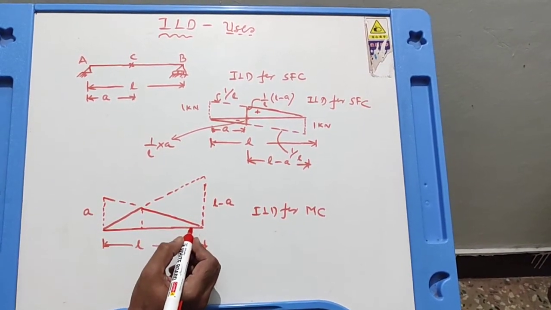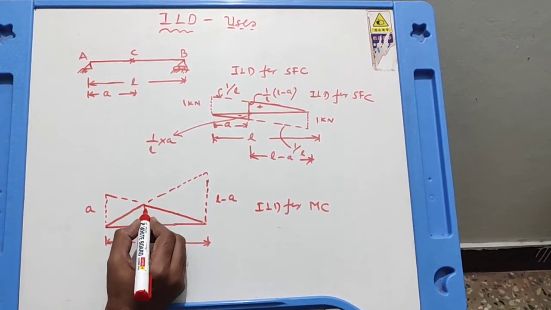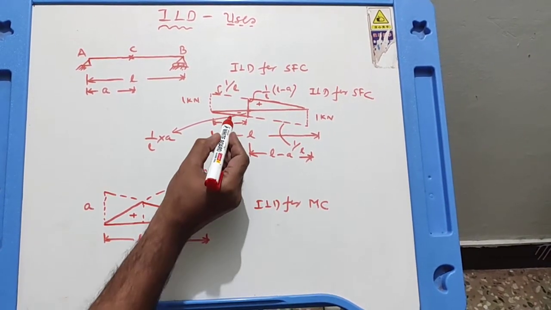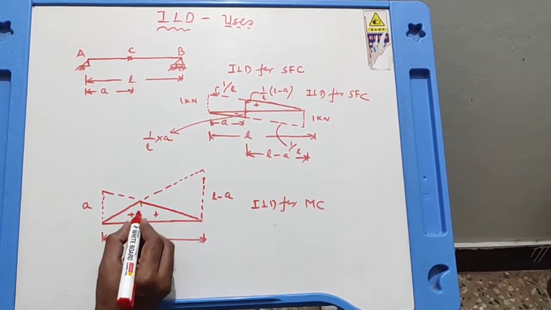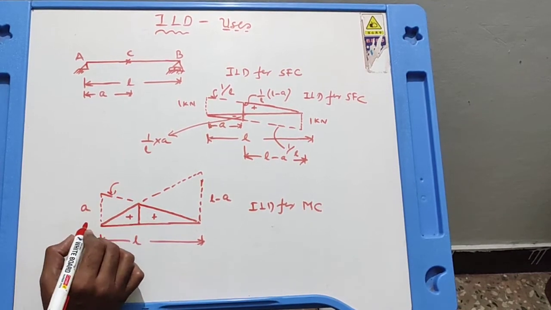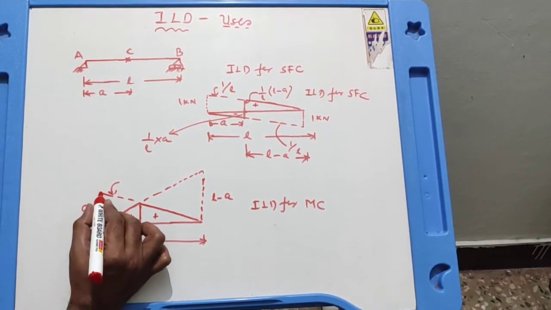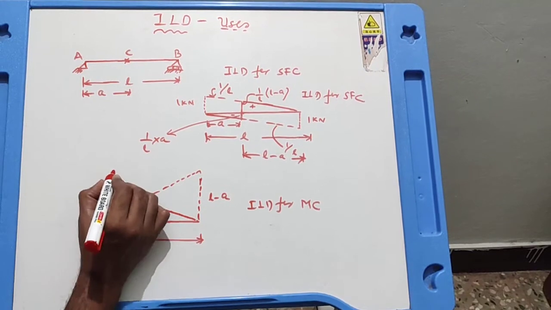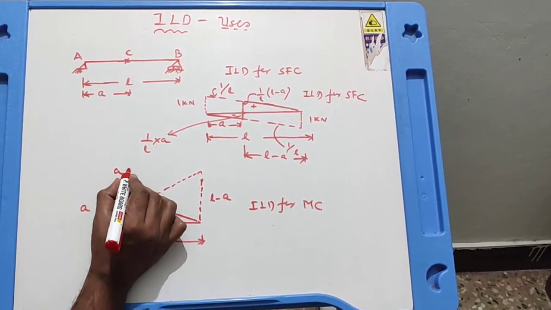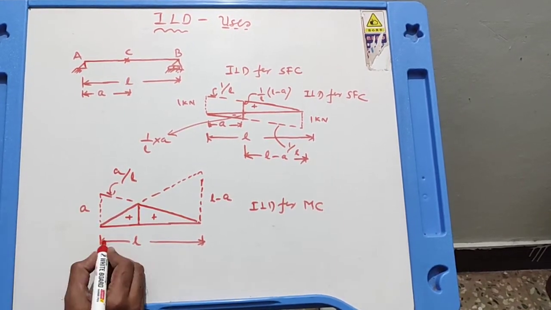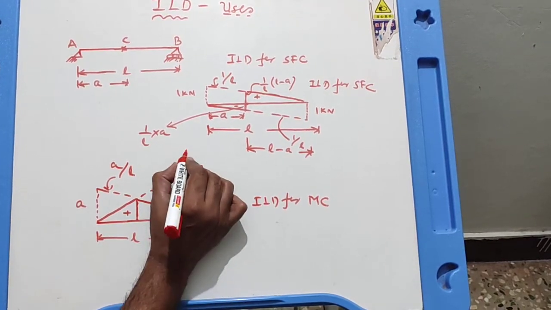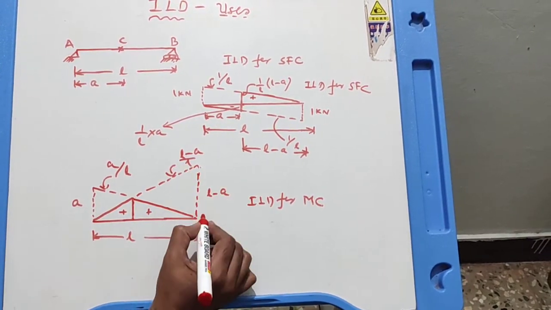We have seen in the previous session how we found the influence line diagram for bending moment at section C. It had only a positive zone, no negative zone, whereas here it was negative and positive zone. Now how to find this ordinate? To find this ordinate, see here, what is the slope of this line? Slope is equal to tan theta, which is equal to opposite upon adjacent. This height is A upon L. And what about the slope of this line? L minus A upon L.